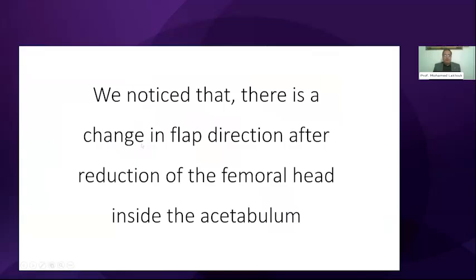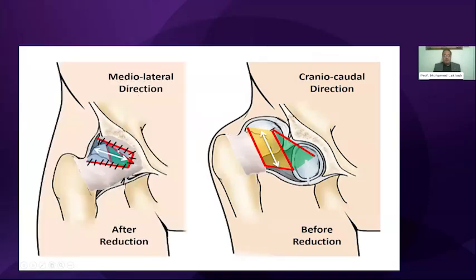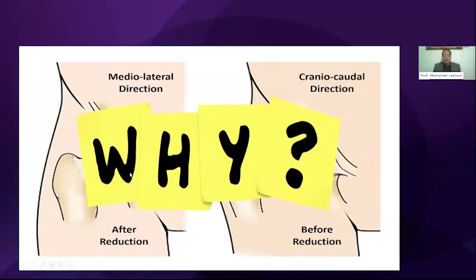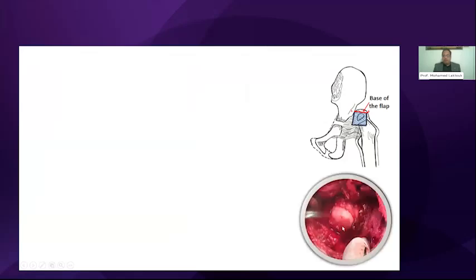We notice that there is a change in the flap direction after reduction of the femoral head inside the acetabulum. The direction of the flap before reduction is vertical, in the craniocaudal direction, but after reduction we find that the quadrangular flap becomes mediolateral in direction. Why? At the beginning, this is the site of the quadrangular flap, and the red line in this intraoperative photo is the base of the flap.